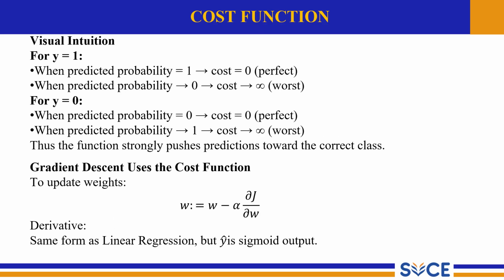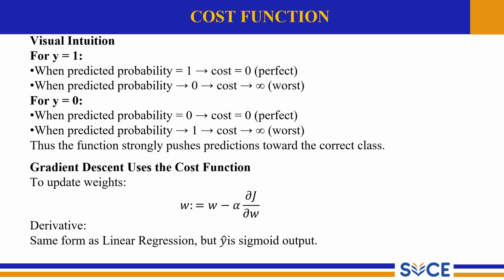Visual intuition of log loss. If y equals 1 and the predicted probability tends to 1, the cost tends to 0, so it is a perfect prediction. If the predicted probability tends to 0, the cost tends to infinity, which is a wrong prediction. If y equals 0 and the predicted probability is 0, the cost equals 0, which is a perfect prediction. If the predicted probability is 1, the cost is infinity, the worst prediction. So log loss strongly pushes predictions towards the correct class, especially when the model is very confident but wrong.